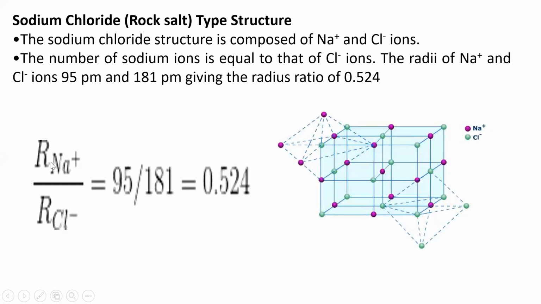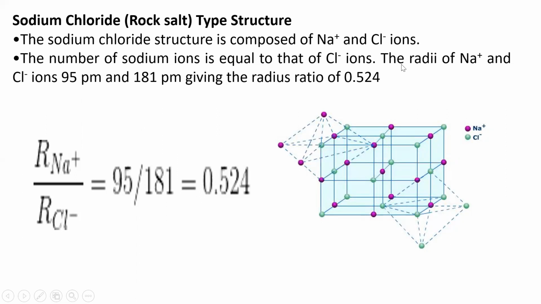So here, this is the structure of sodium chloride, consisting of sodium ions and chlorine ions. One sodium ion is surrounded by 6 chlorine ions. We have given the colors clearly: green is chlorine, and the violet color is sodium here. For one chlorine, 6 sodium ions are surrounding, and for one sodium, 6 chlorine ions are surrounding. Hence the coordination number is 6, and the number of sodium ions is equal to that of chlorine ions.